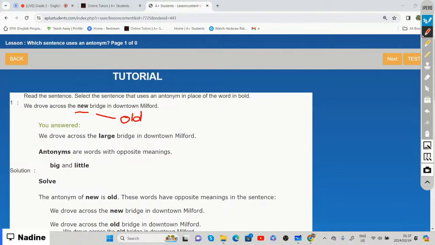So we drove across the large bridge in downtown Milford. Oh, we already did that. We drove across the large. And large, the opposite of large is actually small or little, right?